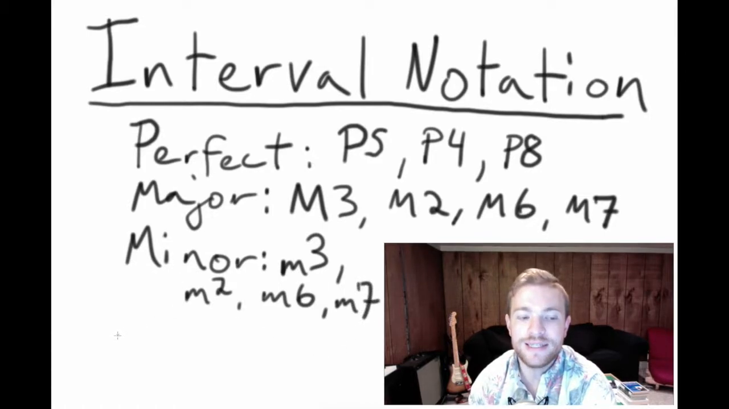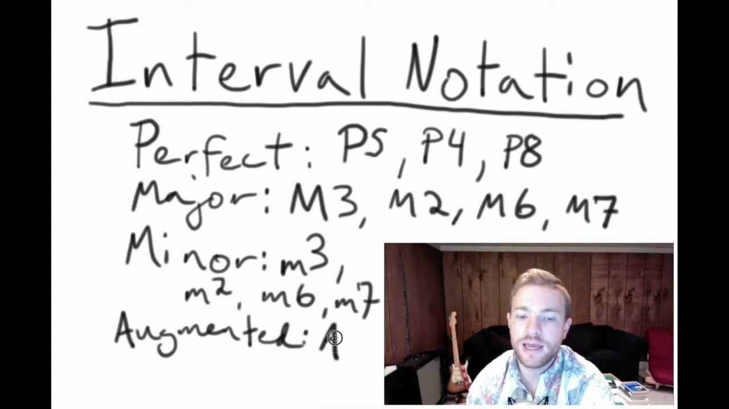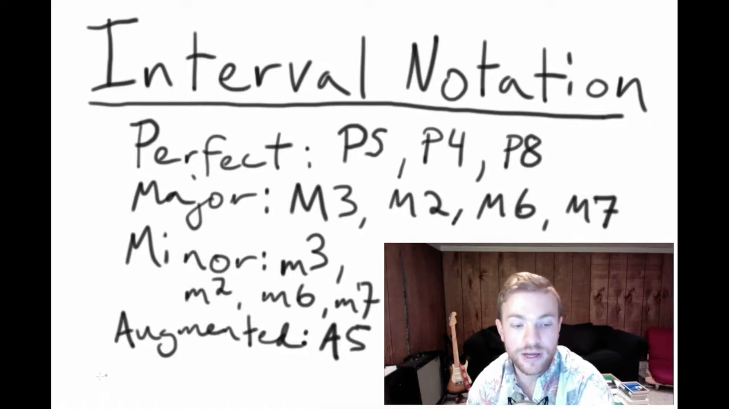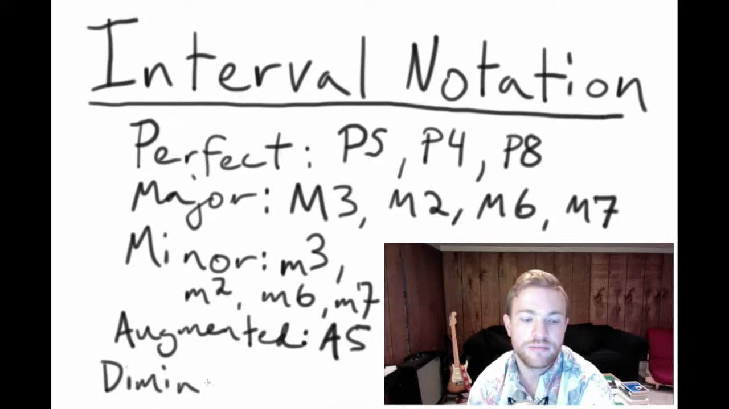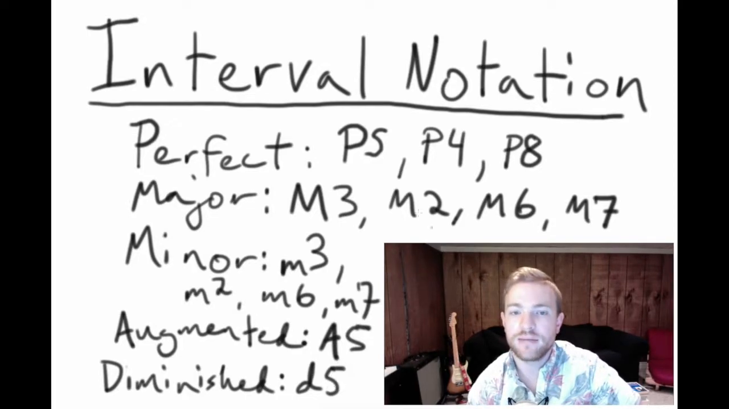For augmented intervals, we simply write a capital A. So for example, augmented fifth, like that. And I'll just use one example because I'm running out of room here. And finally, for diminished intervals, we write a lowercase d. So for example, a diminished fifth would be written like that.